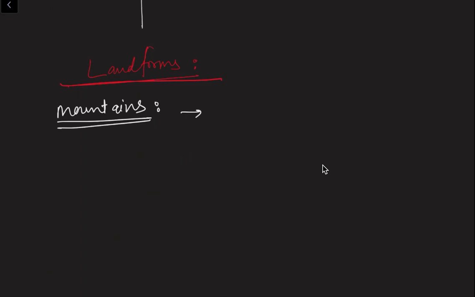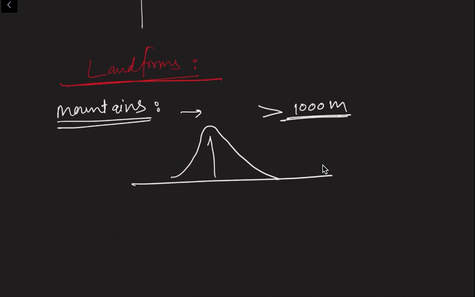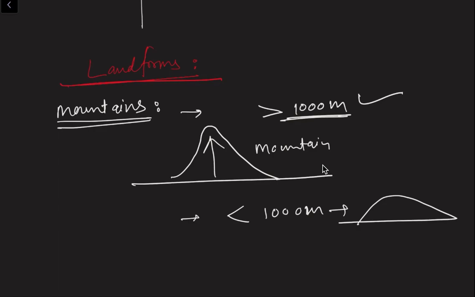Elevation of the crust more than 1000 meters. If the elevation of a crust is more than 1000 meters, then this elevation is called a mountain. But if the elevation is less than 1000 meters, then you can call them hills or hillocks, small hills or hillocks, smaller than 1000 meters.